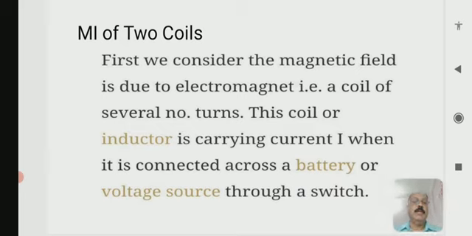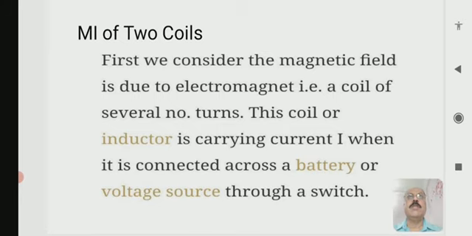First we consider a magnetic field due to an electromagnet, that is, a coil of several turns. This coil or inductor carries current I when it is connected across a battery or voltage source through a switch. All of you know the phenomenon of electromagnetic induction. When current flows in a conductor, a magnetic field is produced around that conductor. Here the magnetic field is produced due to the electromagnet.